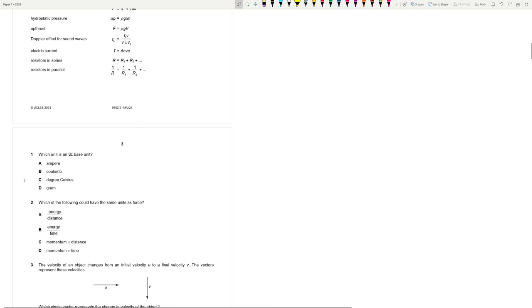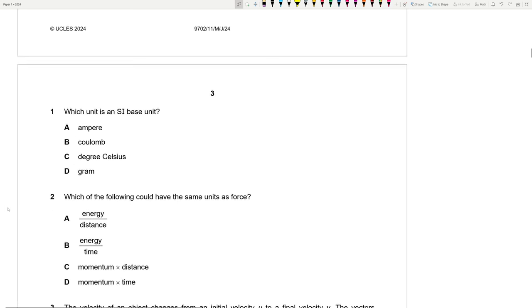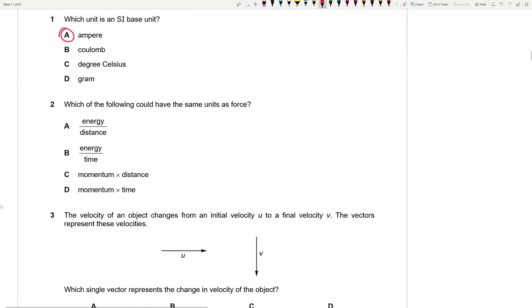Let's start. Which unit is an SI base unit? Clearly the answer is going to be amperes, because it is an SI base unit. We know that there are 7 and one of them is ampere. Which of the following could have the same units as force? We know that F is equal to ma, which is kg m s^-2. We are looking for this. Let's try energy. We know that energy or work done is force times distance, and we have distance down below, so we end up with force again. So the answer is A. There's no point in checking the other ones.